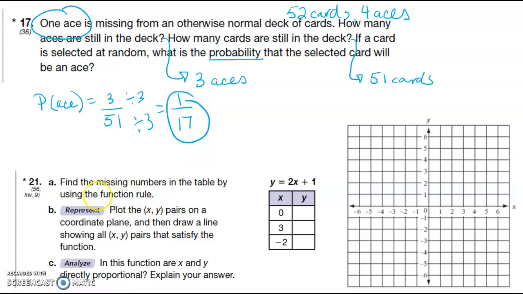Okay, let's see if we can do 21. Find the missing numbers in the table by using the function rule. I'm going to go ahead and pause the video. This will be part 1 of 2, and we'll start up with 21 on part 2 of 2 for lesson 92, practice set and star problems.